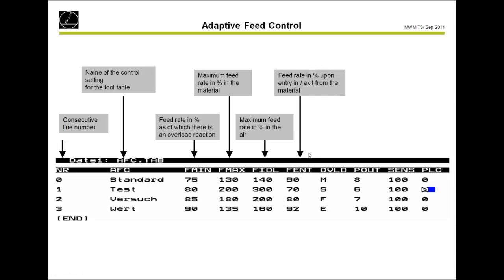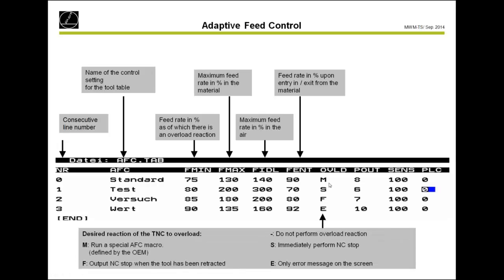The next step, the feed rate when we enter or exit the material. So when we detect an entry or exit from the material, we reduce the feed rate to, for example, 90% of the programmed feed rate.